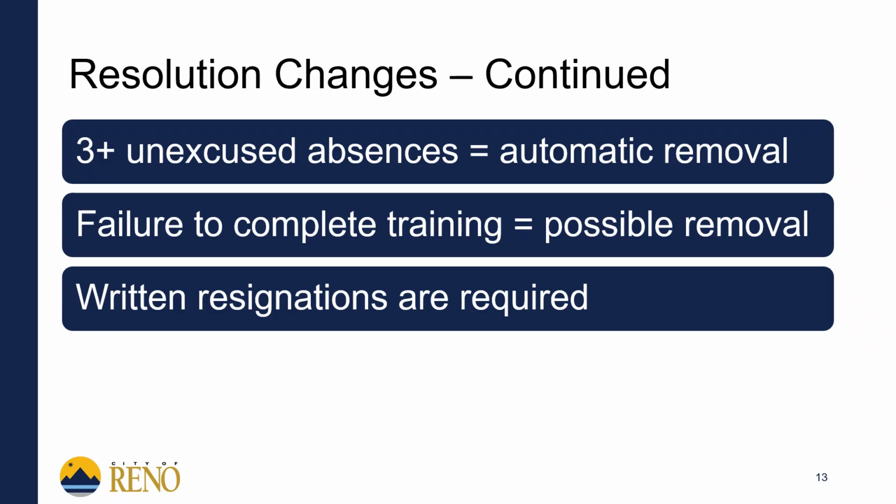This does not mean that you cannot ever miss a meeting. It simply means that if you know you will be unable to attend, we ask that you let both the chair and the staff liaison know and provide as much advance notice as possible. We fully understand that life happens and sometimes absences cannot be avoided or predicted.